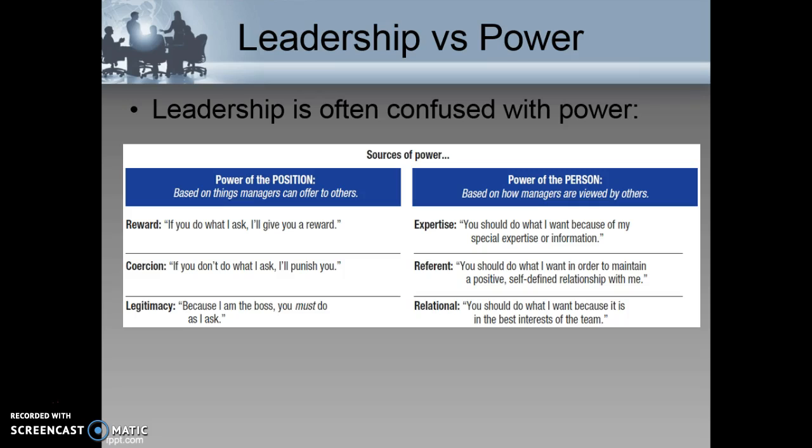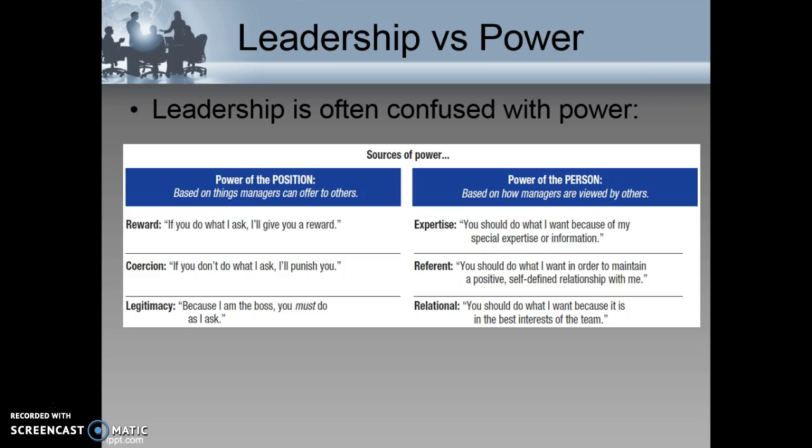The other type of position power you can use is the coercion technique. In this case, you're trying to give them a penalty. So if they don't do what you say, you will give them a demotion or some sort of fine in their pay, or maybe you'll ultimately fire them. In other words, if you don't do what I ask, I will punish you. And finally, the third position power you can use is legitimacy. Essentially, you have power because you are the boss. You can mobilize or motivate your employees because you simply have the power to do so.